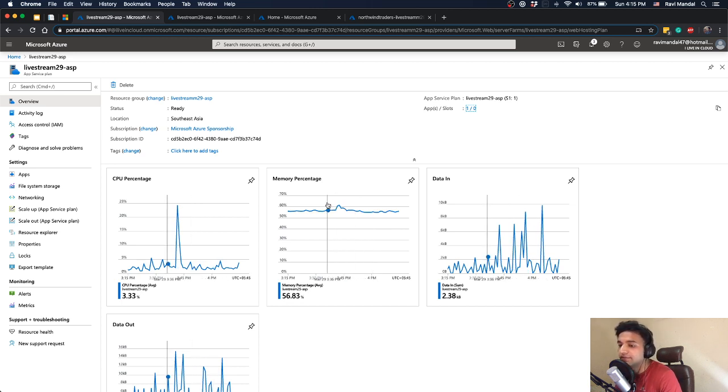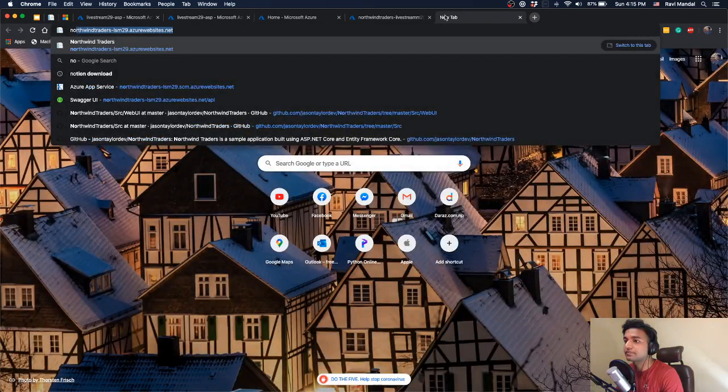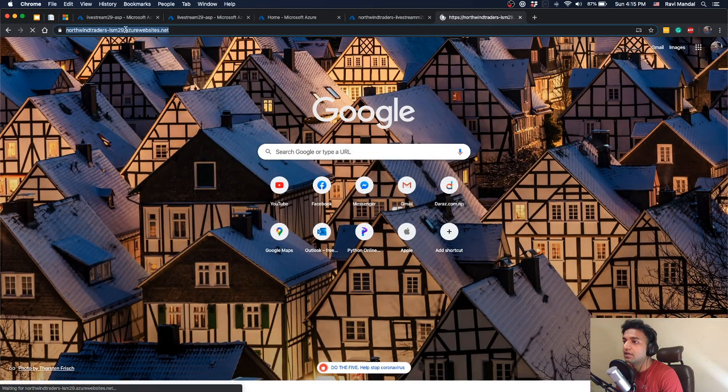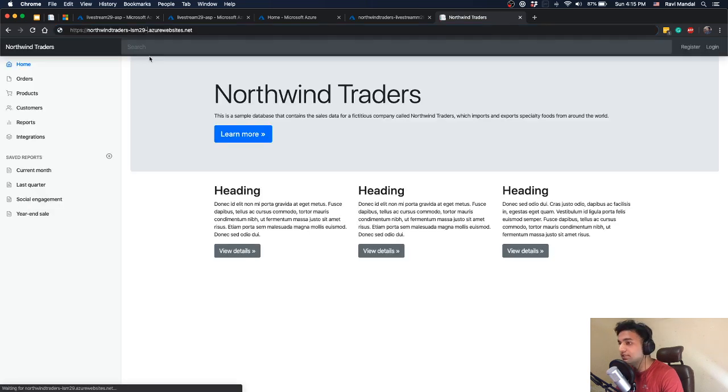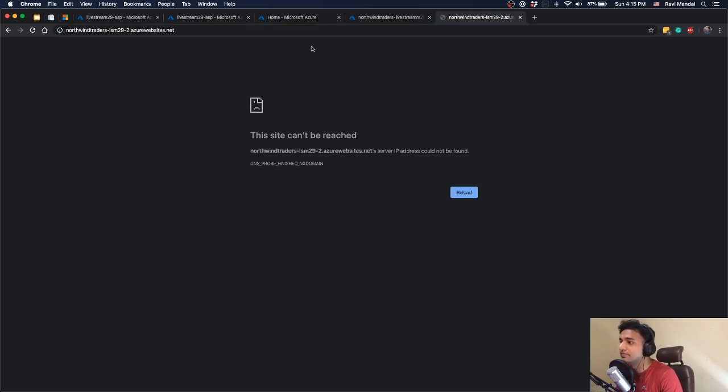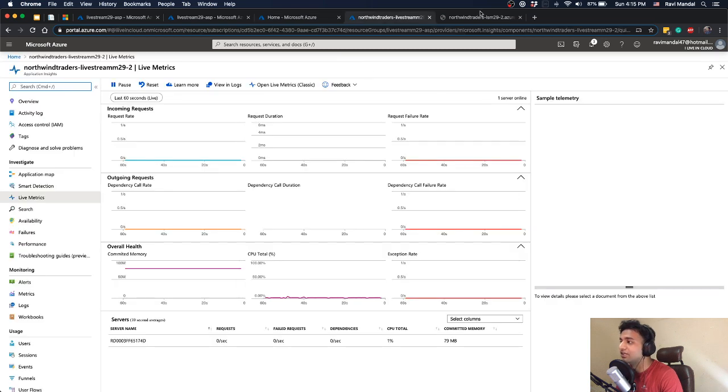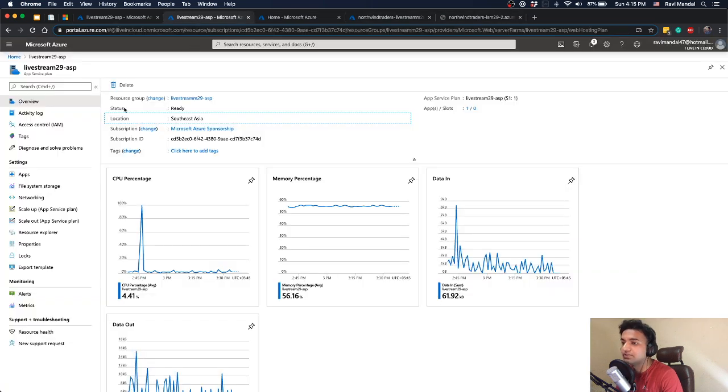So what happens if the number of users increases? If the number of users increases, it could increase the CPU percentage in an application, or it could increase the memory percentage. It really depends upon how you code and what your application is. In my case, it's a very generic application for a fake company called Northwind Traders. Let me show you what it does.